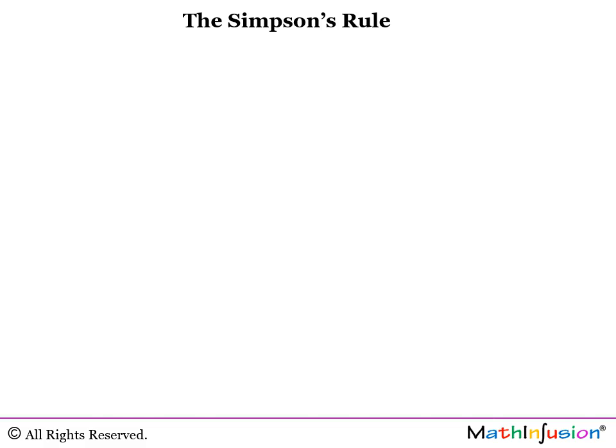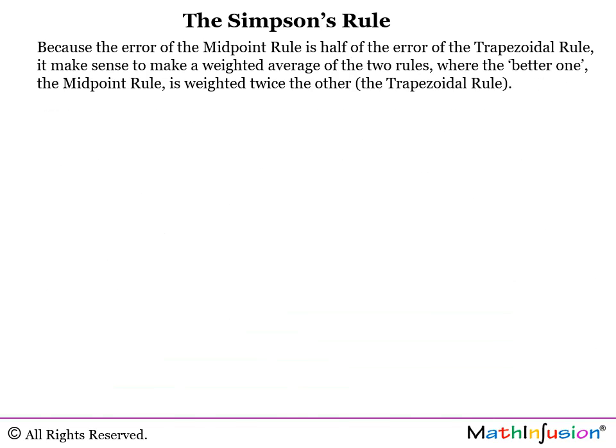The Simpson's rule. Because the error of the midpoint rule is half of the error of the trapezoidal rule, it makes sense to make a weighted average of the two rules, where the better one, which is the midpoint rule, is weighted twice the other one, which is the trapezoidal rule.